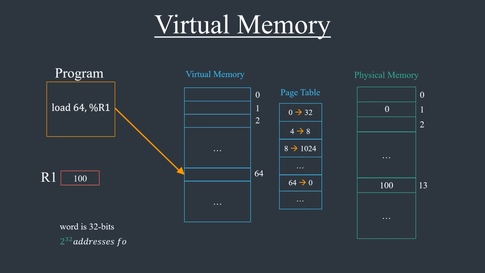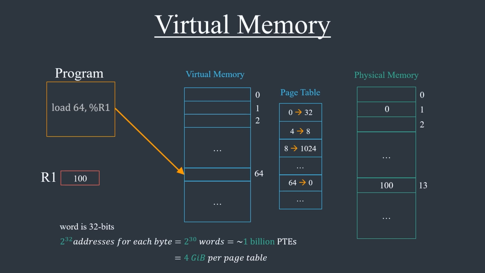So how much space do we need to store the mapping for each word? There are 2 to the power of 32 addresses, each corresponding to a single byte, which means that there are 2 to the 30 words. This is about 1 billion entries. A single entry stores a physical address, which is also 32 bits, so the size of a page table would be 4 gigabytes. And there is one page table for every program. This is clearly a lot. So what can we do?